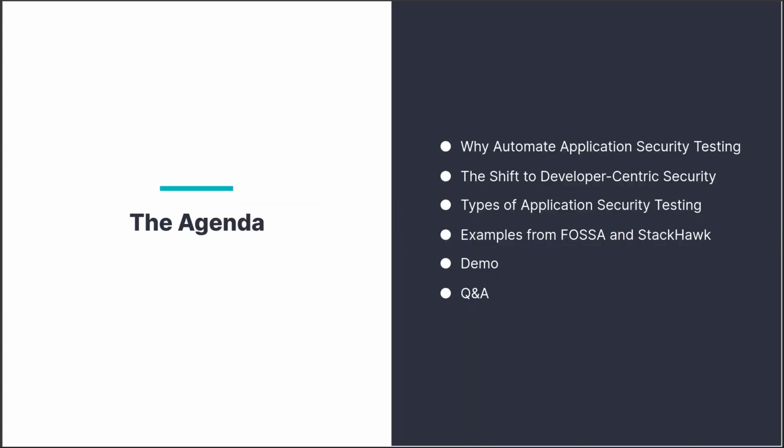Today, we're talking about why automate application security testing, why you would want to do that, why you'd want to give that information to your devs earlier, that shift to developer-centric security, and some of the types of application security testing. There are a lot of acronyms out there in the world that all mean something different, and they all do something different, so those are good to understand. We'll walk through a little bit of that.